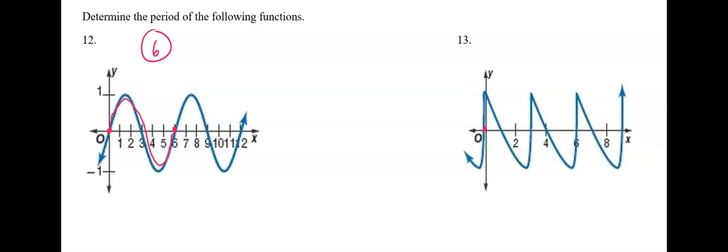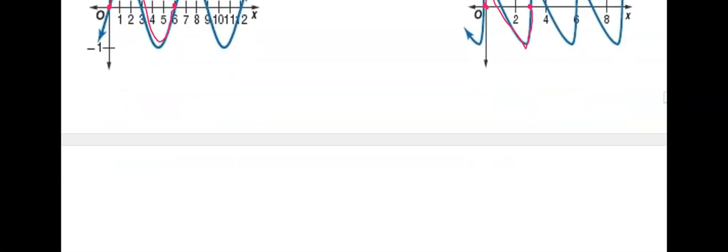Here, you can start anywhere, but I typically start here at the origin. So this goes up, it comes back down, and then at this point, I'm at the same horizontal starting point, and that same pattern just keeps on repeating. And it took 3 units horizontally to complete one cycle. So my answer for number 13 is 3.